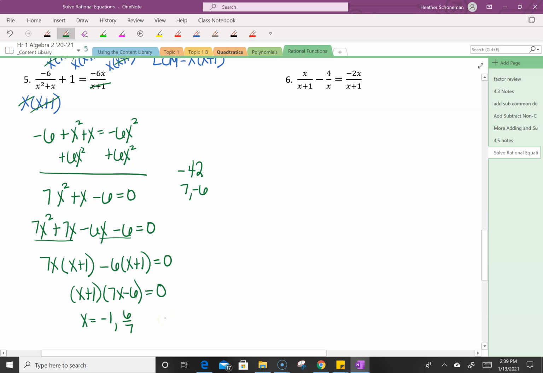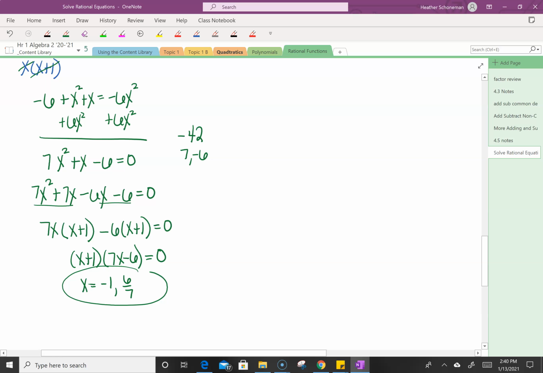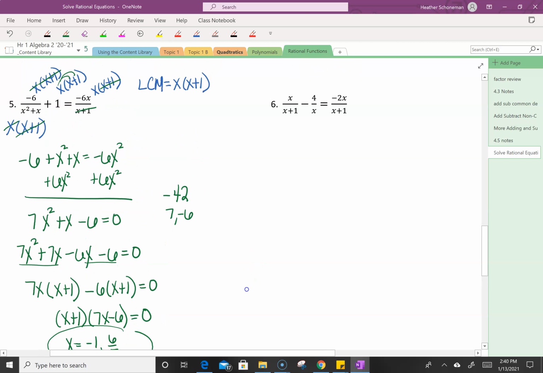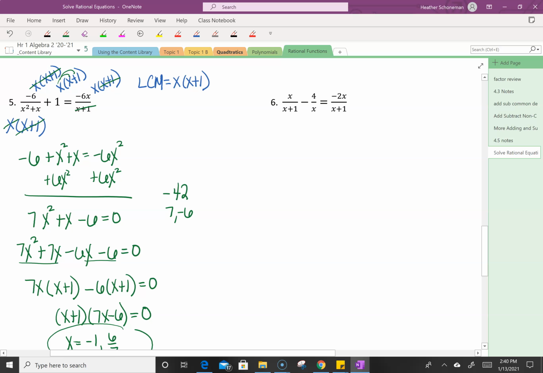Okay, well that's fine. If I look at this though, now that I've got my answers, I need to see if any of them are extraneous. Well, if I put in -1 here, it's going to make my denominator 0. So -1 is extraneous. 6/7, even though I don't know exactly off the top of my head what it would be, is not going to make it 0. So this is not extraneous. So I'm going to mark that, and that's what I want you to do in your homework.